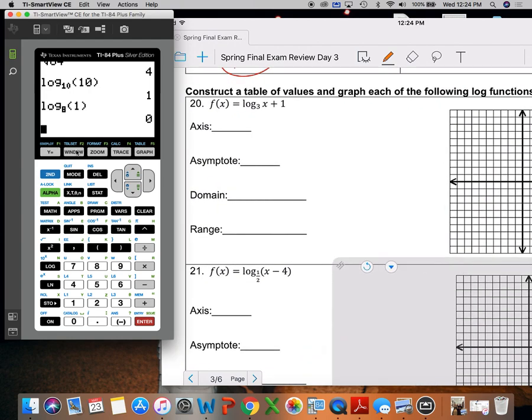Okay. Now remember, we can also use that Alpha Window 5 log option to type in what we're seeing to graph. So we have log base 3 of x plus 1. We can graph it and remind ourselves that it has a vertical asymptote this time and goes across.